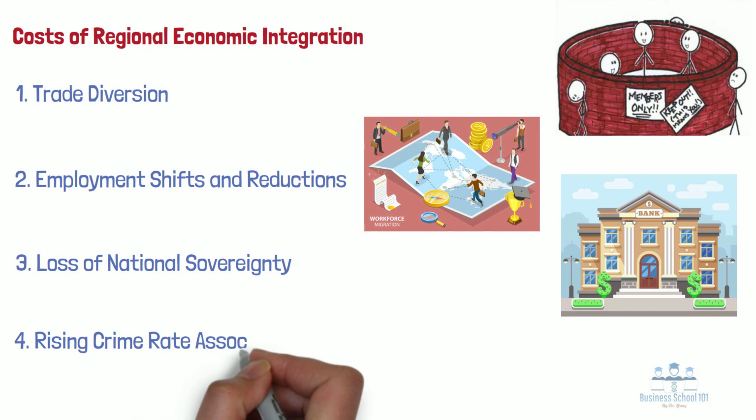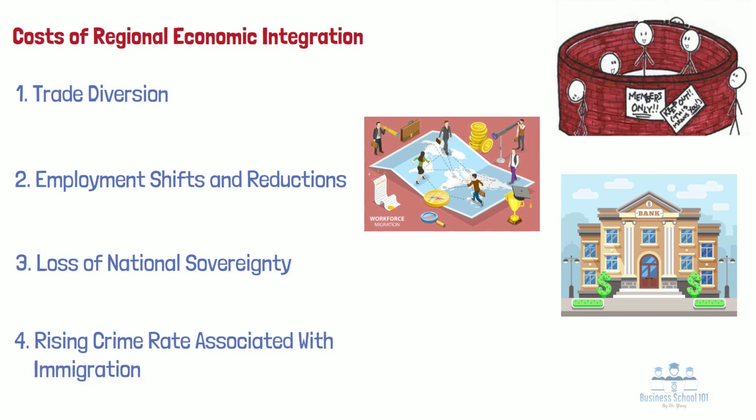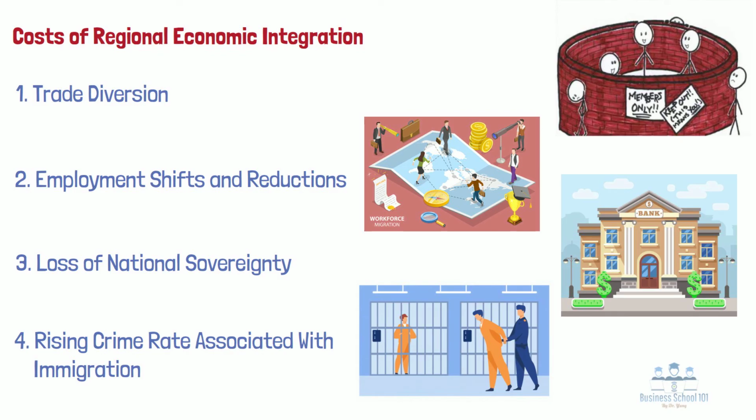Fourth, rising crime rate associated with immigration. In many European countries, local residents complain about the increasing number of criminal cases that are caused by illegal immigrants. In 2018, for example, an official report from the German government found that the immigrant group makes up about 2% of the overall population, but contains 8.5% of all suspects.